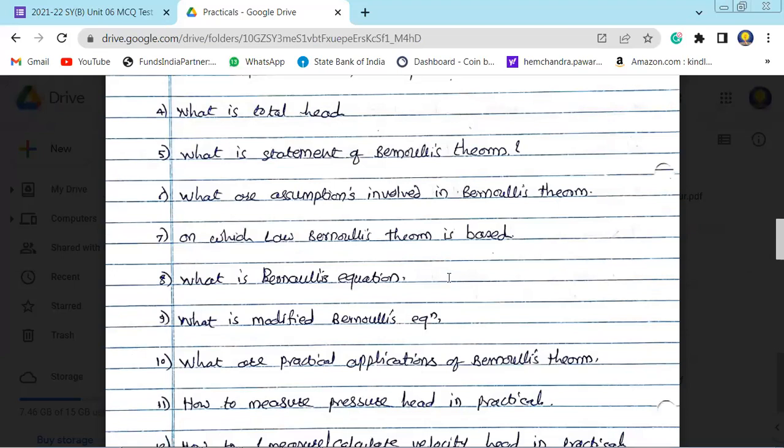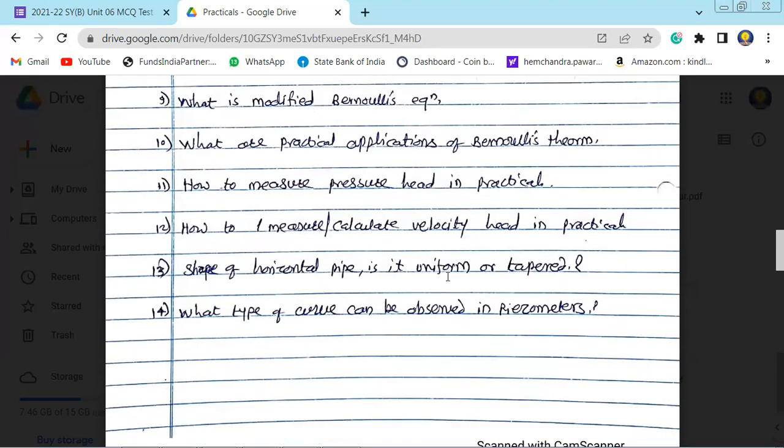How to measure pressure head in practical? How to measure or calculate velocity head in practical? Shape of horizontal pipe. Is it uniform or tapered? What type of curves can be observed in piezometer?